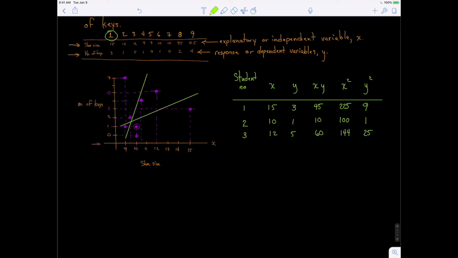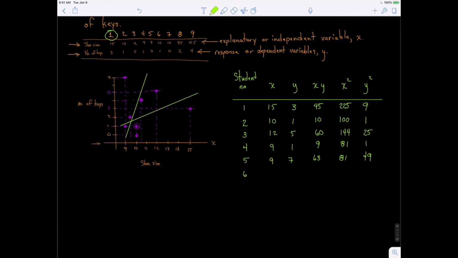Okay, our next one, student 4, is 9, 1. 9 times 1 is 9. 9 squared is 81. And 1 squared is 1. Our next one, student 5, is 9, 7. So 9 times 7 is 63. 9 squared is 81. 7 squared, 49.